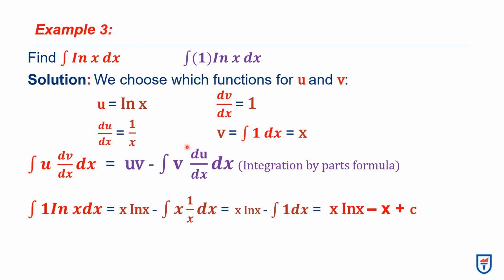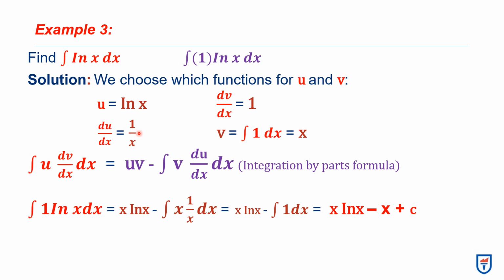Our third example says find the integral of ln x dx. In this situation, we have only ln x. So we assume that there is a 1 multiplying ln x, giving 1 times ln x. We consider ln x as one function. So we let u equal ln x, and we let the presence of 1 be our dv/dx. So we consider 1 as our dv/dx, and the function ln x as our u.